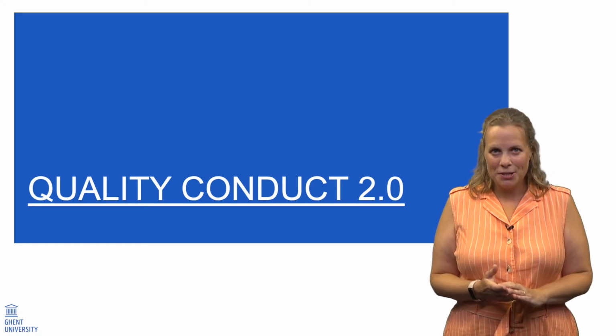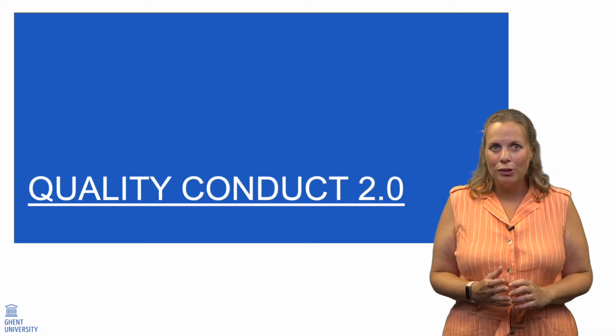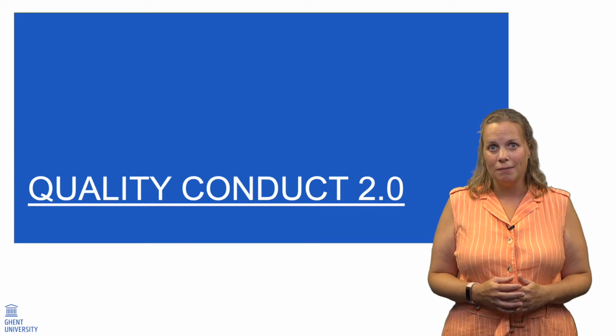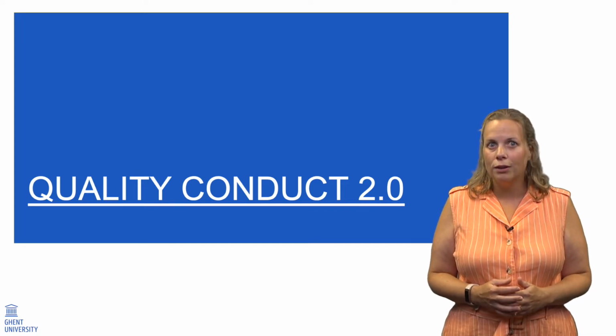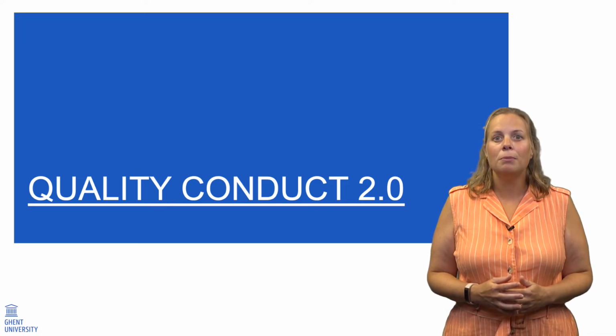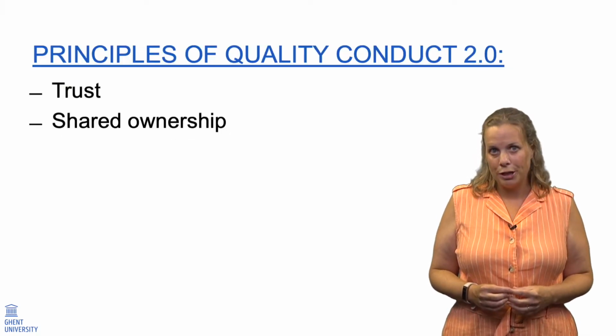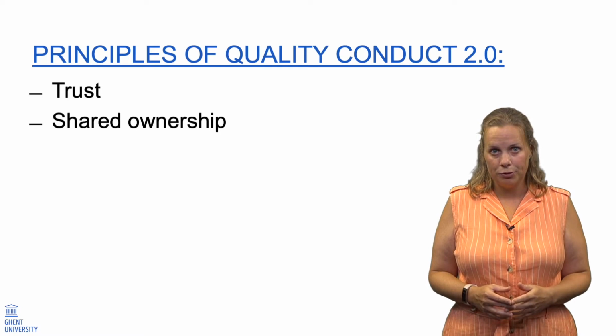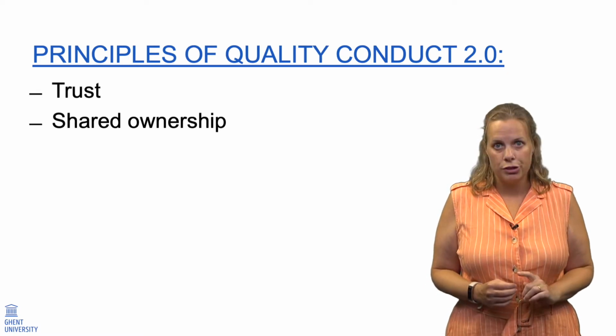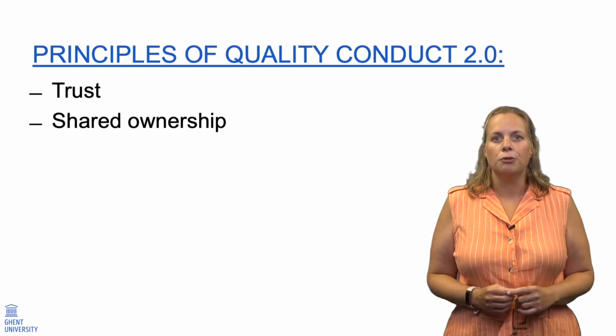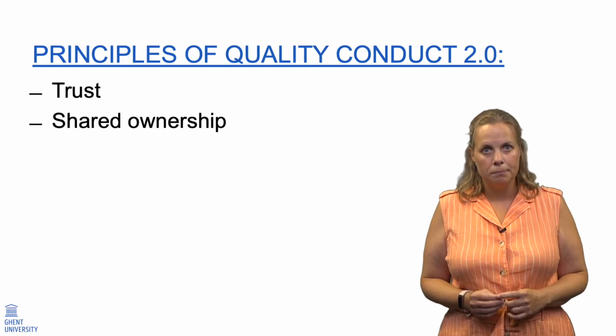In this presentation, we describe the process of quality assurance at Ghent University, the so-called Quality Conduct 2.0, and the implementation in our faculty. The Quality Conduct 2.0 is built on the following principles. The first principle is trust. Trust in the expertise of the program committees and faculties.